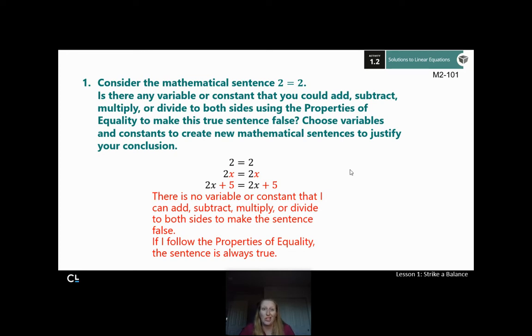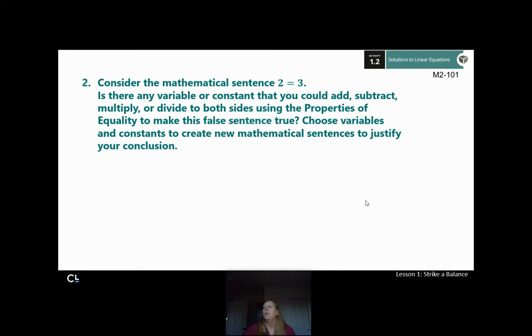All right, with that in mind, since 2 equals 2 is always going to be true and there isn't any way I can change that, what about a mathematical sentence like 2 equals 3? Consider the mathematical sentence 2 equals 3. You and I know that's not true. We know 2 does not equal 3. But let's give it some thought like we did last time.